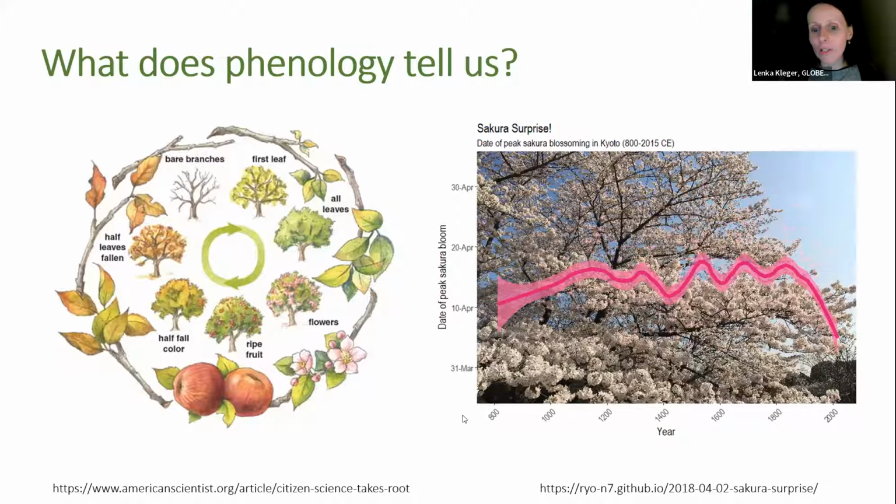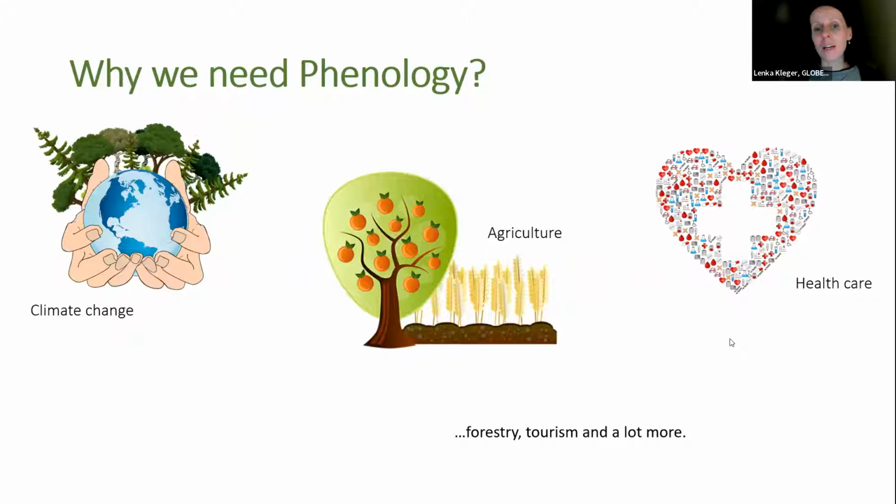So the lower, the earlier the date is. And as you can see, the trend is changing over time. It's moving up and down. But in the last years, it's going only down, which shows us actually that the sakura trees react to the changing climate, to the warming climate of our planet, and they're starting to bloom earlier and earlier. And this is actually why we need to do the phenology observation, why we need the data.